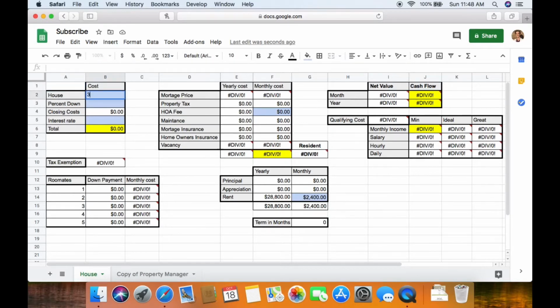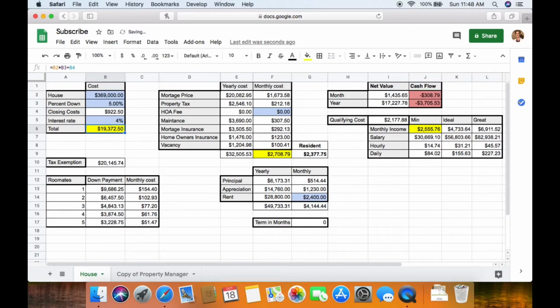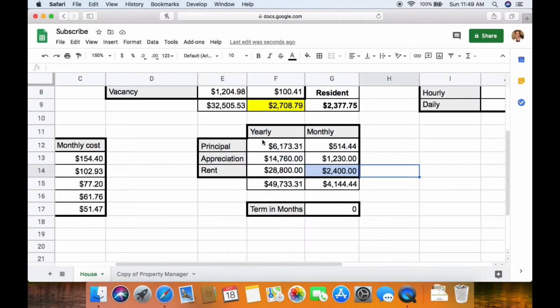It cost $369,000. Let's put down a percentage down of 5%, we're getting an FHA loan, and say we get a 4% interest rate. And that updates every single box you can see. And right here, if you look, we could also see that this particular property was bringing in an estimated $2,400 a month.